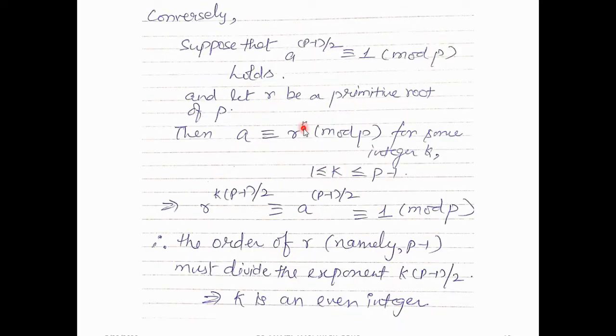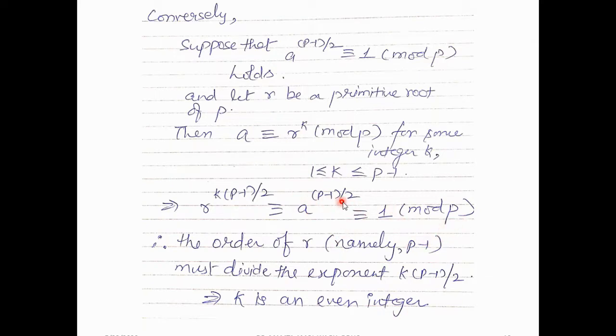Now converse. Suppose that this condition holds, a to the power (p minus 1)/2 is congruent to 1 modulo p. And let r be a primitive root of p. Then a can be written as r to the power k modulo p for some k between 1 and p minus 1. This implies that r to the power k times (p minus 1)/2 will be a to the power (p minus 1)/2. Take the power (p minus 1)/2 on both sides. So this is congruent to 1 modulo p.